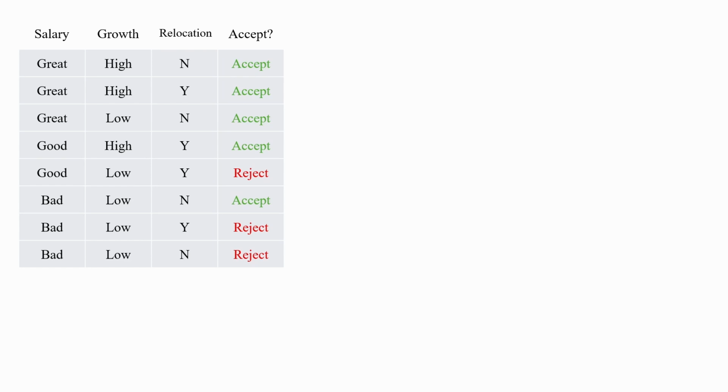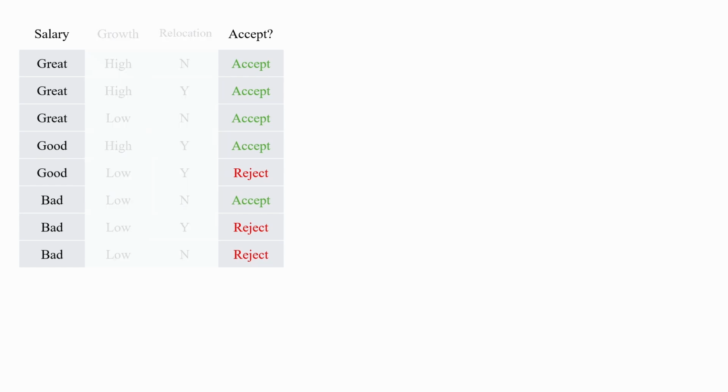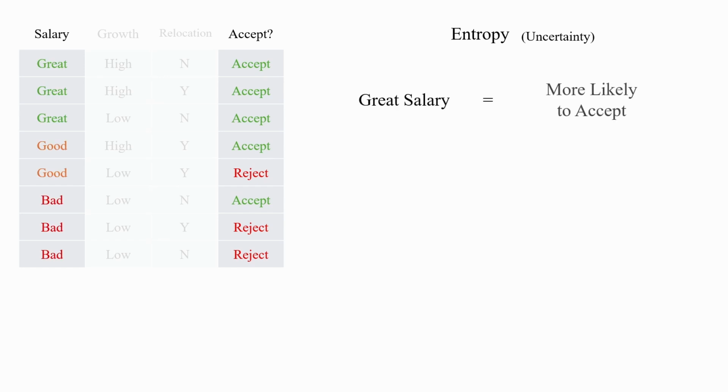If you have a background in another scientific field, you might have heard of the term entropy. Entropy is a measure of uncertainty. In data science, entropy can be thought of as predictability based on the data. For example, let's just compare salary and accept columns. Without even looking at the data closely, you can imagine that job offers with great salaries are more likely to be accepted than those with worse salaries.